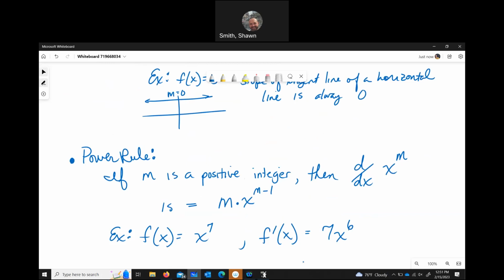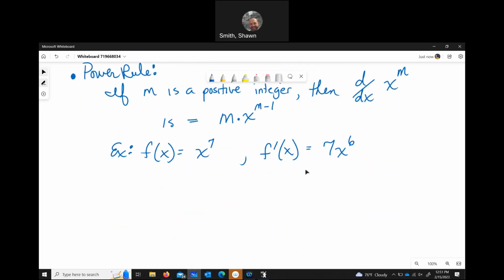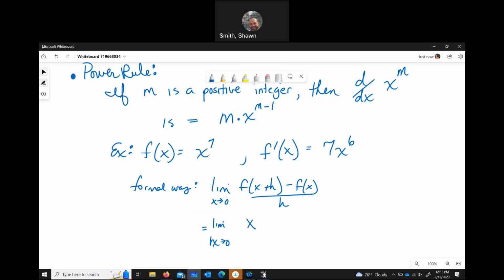Now you could do the long formal way. I'll show you that real quick and see how long it takes to get to 7x to the 6th doing the long formal way. Formal way is the limit as h approaches 0 of f of x plus h minus f of x all over h, right? And so we do all this. F of x plus h, that's x plus h to the 7th power, minus f of x, x to the 7th, all over h.